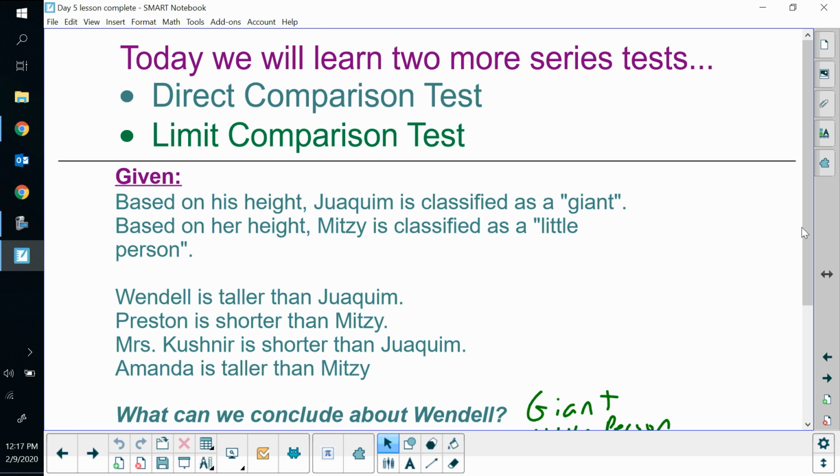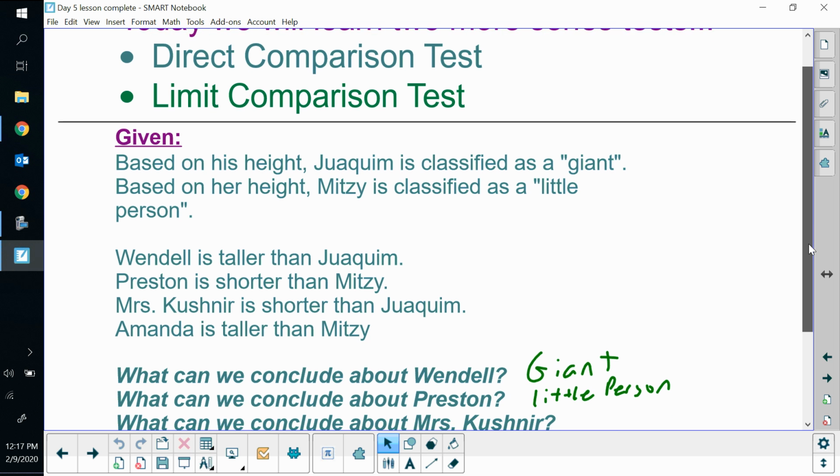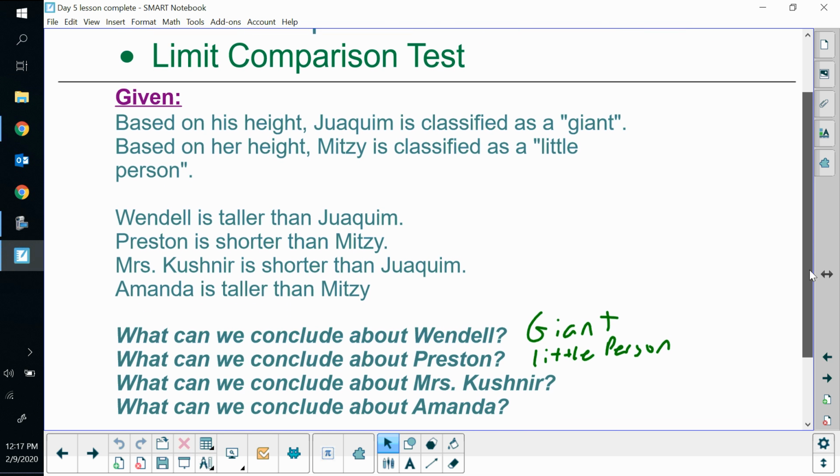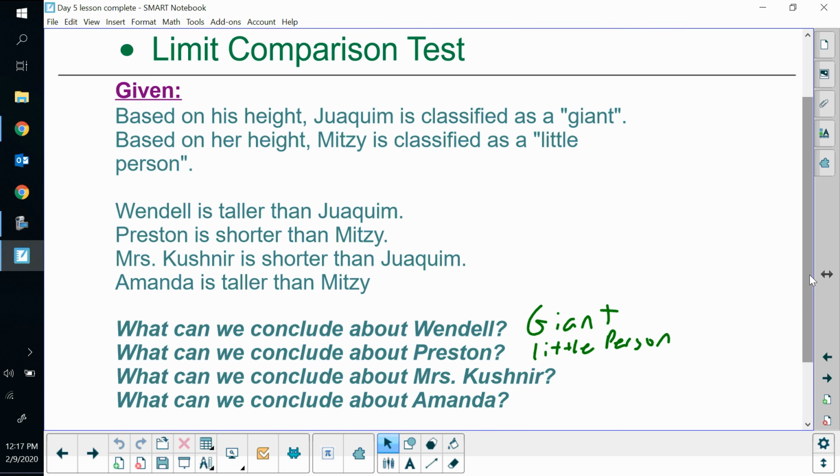Let's say based on his height, Joachim is considered a giant. And based on her height, Mitzi is considered a little person. Some things we know. Wendell is taller than Joachim. Preston is shorter than Mitzi. Mrs. Kushner is shorter than Joachim. And Amanda is taller than Mitzi.